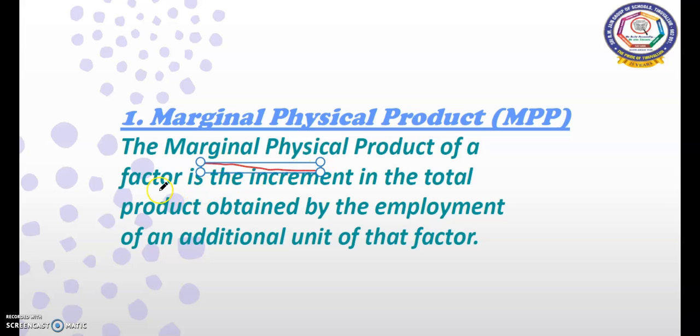So marginal physical product of a factor is the increment in the total product obtained by the employment of an additional unit of that factor. So when the organization adds an additional unit of any one of that factor, the increment is added to the total product.